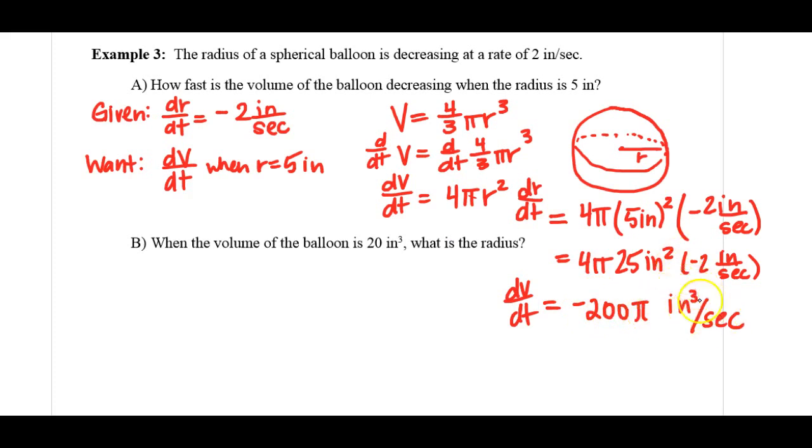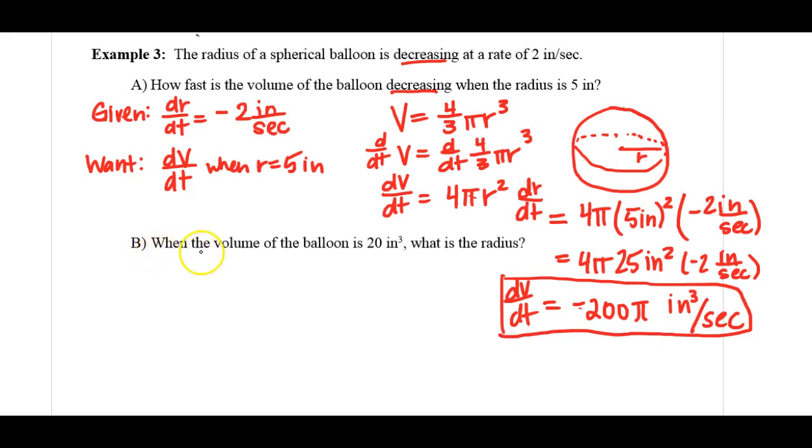And we needed the top units to be in terms of volume, so volume is inches cubed over a time in seconds. And dV dt needs to be negative because the question asked how fast is the volume of the balloon decreasing. And we had a decreasing rate here as well. So we did need our final answer to be a negative quantity.